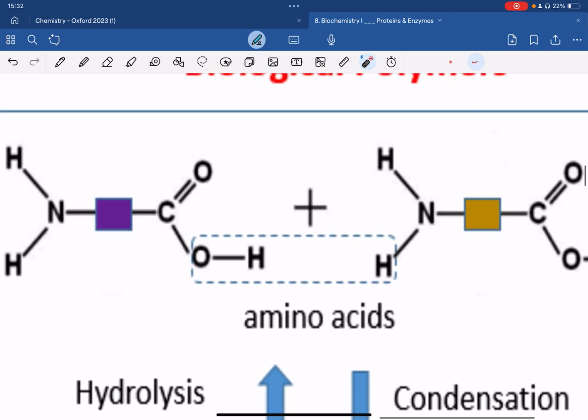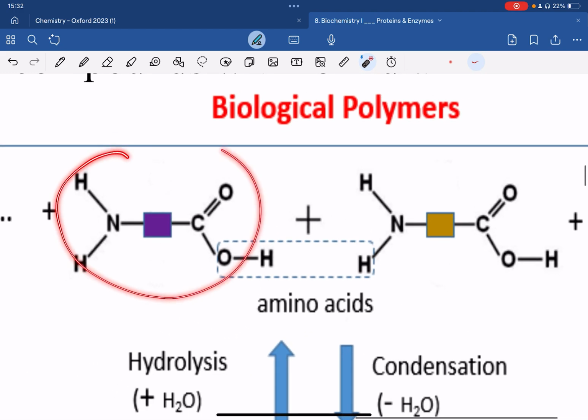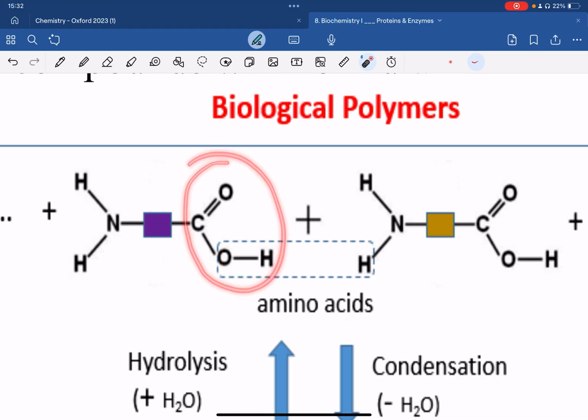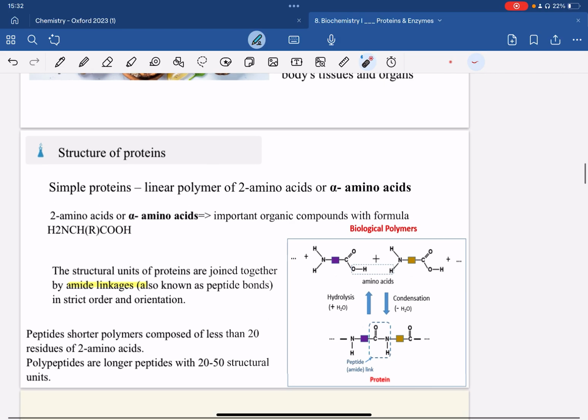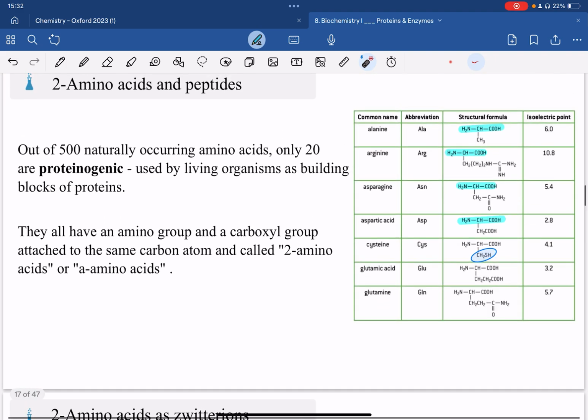Also know one more thing: whenever we add the amino acids together, one end is nitrogen and the other end is the terminal carbon. We have to know that we remove OH from the COOH part, the carboxylic part, and we remove H from the amino part. So we combine them, and we are creating a water molecule. Let me move on to the next slide.